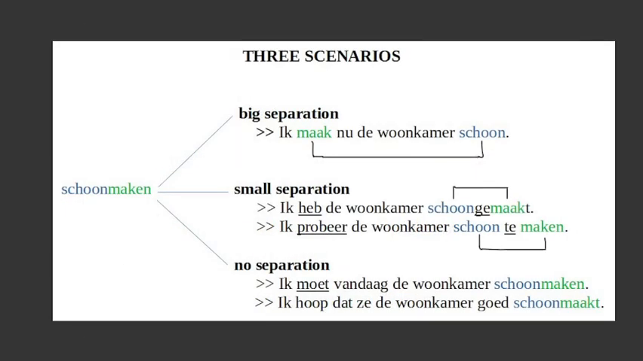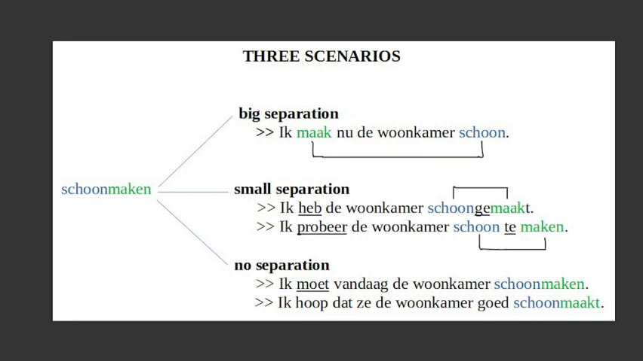Now, what happens when we use separable verbs in a Dutch sentence? 3 things can happen. The first scenario is big separation. In this case, the result and the verb parts of the separable verb switch positions and are often far away from each other, as you can see in the examples. In the example, ik maak nu de woonkamer schoon.